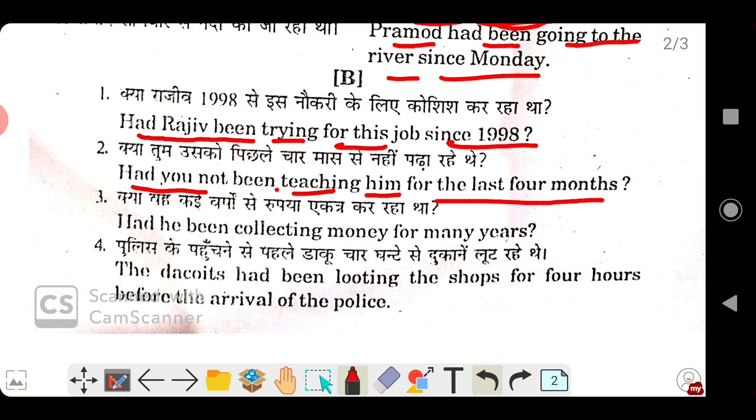And right now it's time to deliver that spirit to you guys. I want to give you confidence, and I want to make you speak. Okay, guys, so next thing is, had he been collecting money for many years?